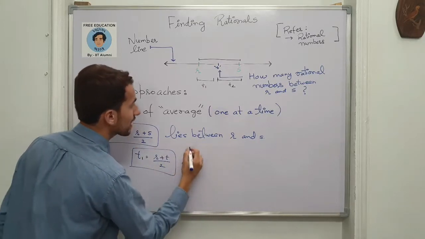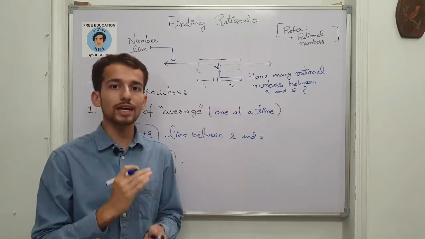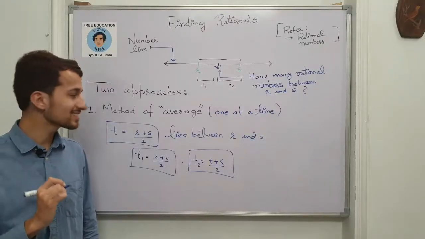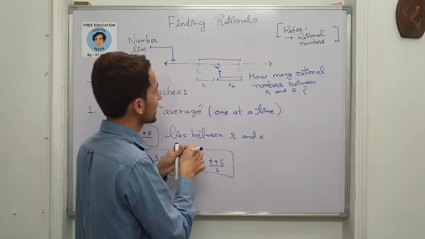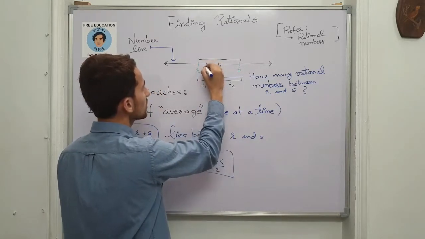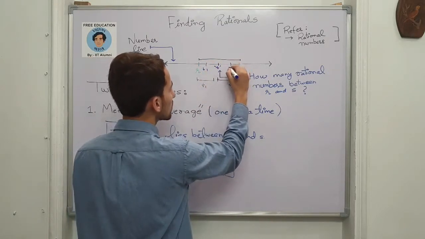Similarly, you can find t2. Now pause the video and try to find it yourself. If you can match your answers, the t2 is given by this, and of course this now t1 and t2 lies over here. This is our T1 and this is our T2.